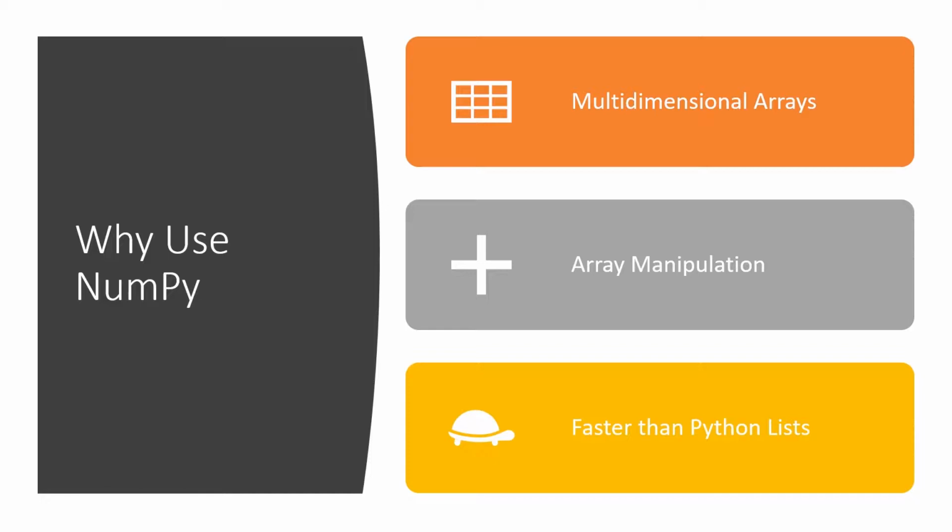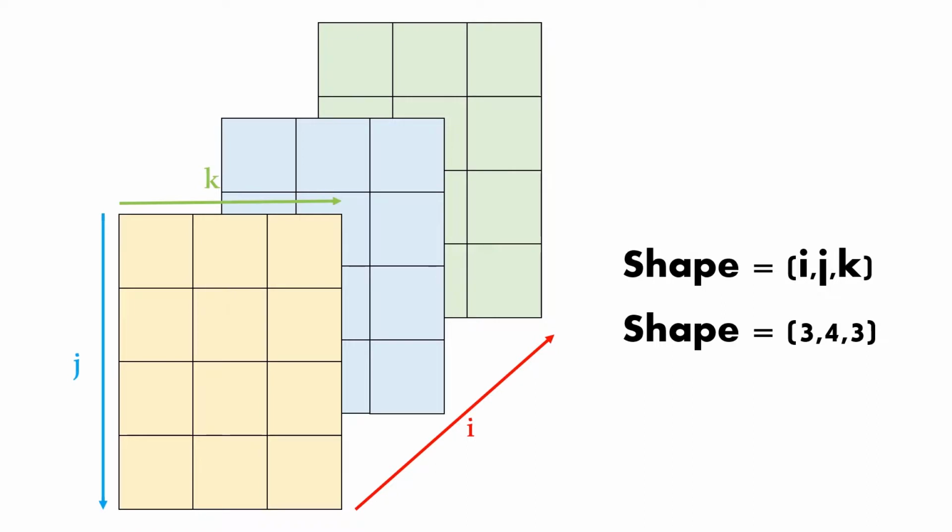We can specify the data type that we are using within our array, including how many bits should be assigned to different integers or floats. This means that we can significantly reduce the amount of memory our program is using as well. Now let's have a quick introduction to multidimensional arrays, and then we can jump into the code.